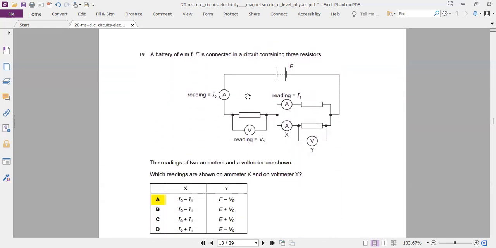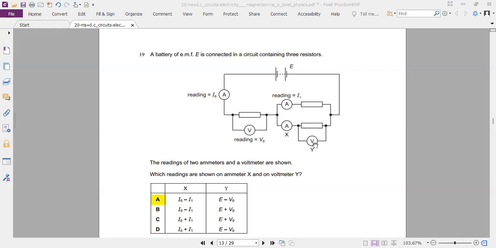In this circuit, we have to verify which one is correct. So we can see that I naught is the current coming, the total current, and it's coming here, and then it's dividing into this and this. Current at X and current at the other reading. Sorry, the question says which reading is shown on the ammeter X. So X will be the total current coming here, I naught, minus the current going through this resistor, I1. So I naught minus I1.